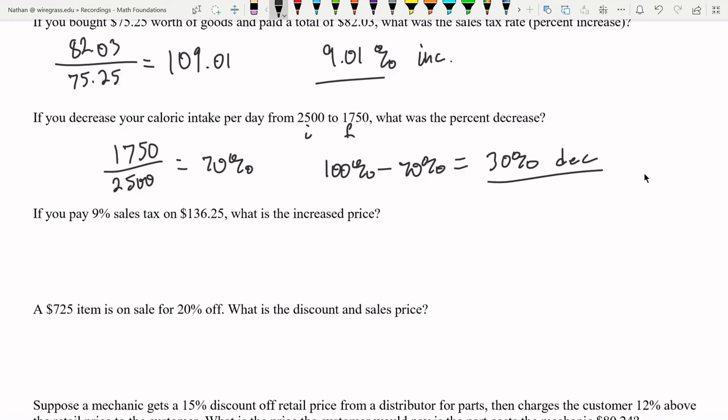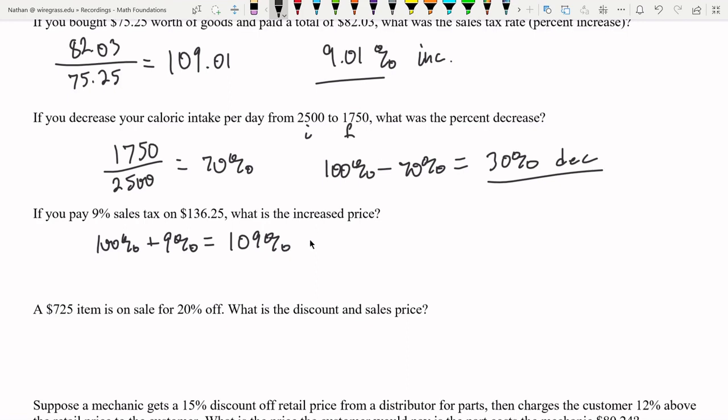Okay, if you pay 9% in sales tax on $136.25, what is the increased price? There's two ways you can do this. You can find 9% of 136.25 and then add that on to the 136.25. That works just fine. You can also think of this as a percentage increase. If we have 100% and our sales tax increases this amount, we're just going to add that to 100%. If 9% sales tax, we're just going to add on 9%. That gives us 109%. That's our new percentage.